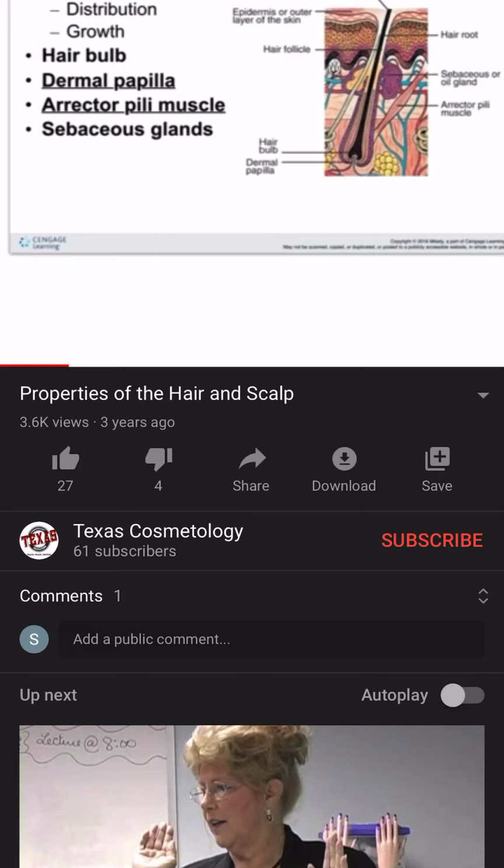The sebaceous glands are where the sebum, or oil, is formed, which lubricates the hair and the skin. The erector pillae muscle is what's responsible for giving you those little things called goosebumps if you get cold. You hear people say, "It made my hair stand on end." The erector pillae is what would be responsible for making your hair stand on end.